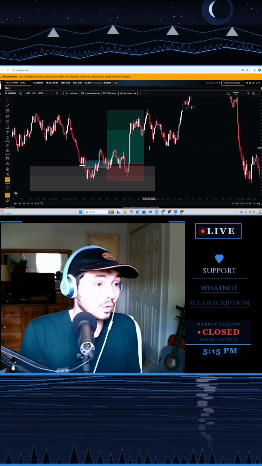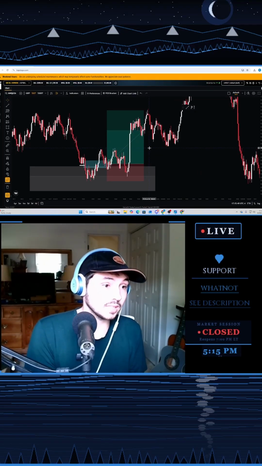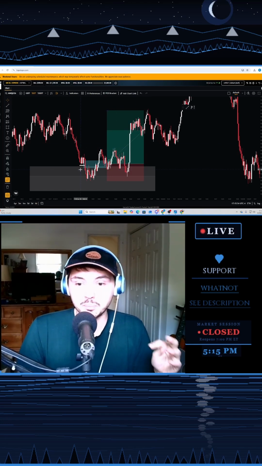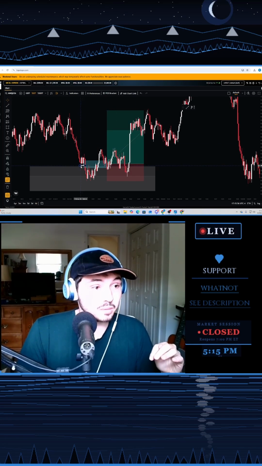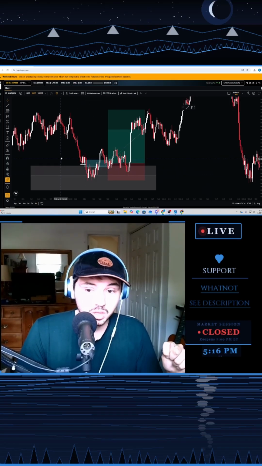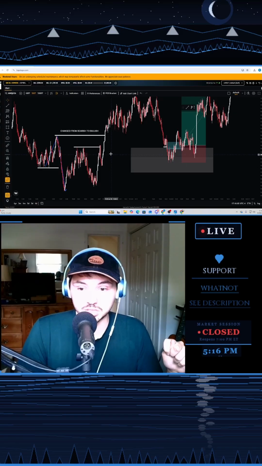Is it always going to form like this? This is not a clean setup. This will probably get about 18 points on my diagram I showed earlier. But this is still a valid setup because we are in a discount, a support area, okay, where we could see price potentially holding.